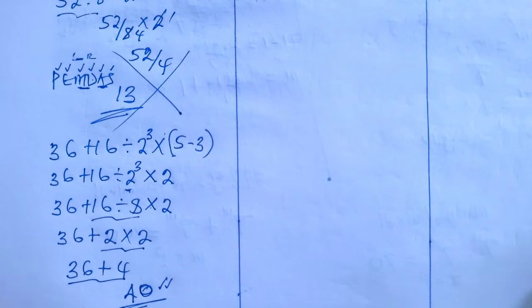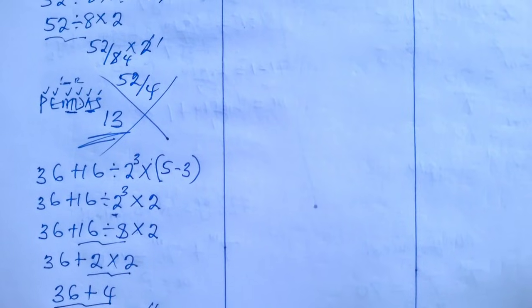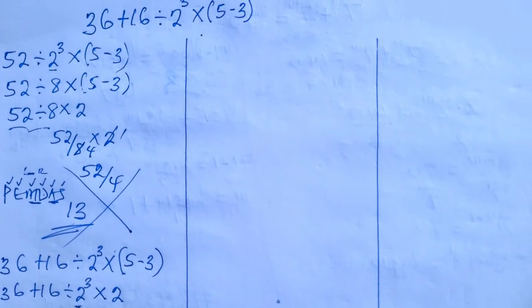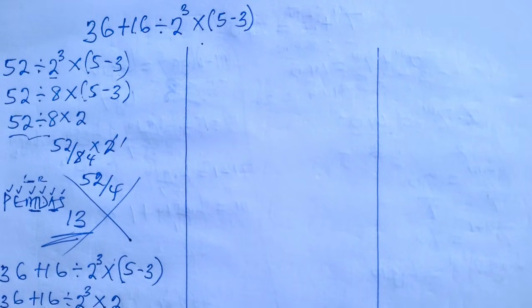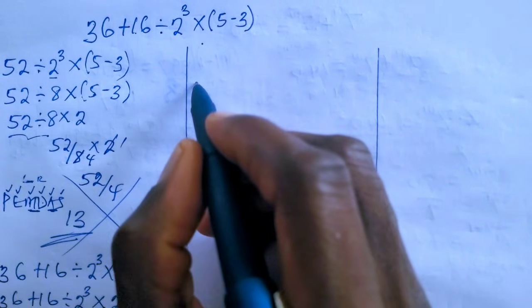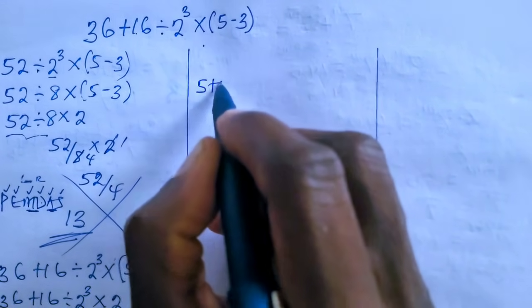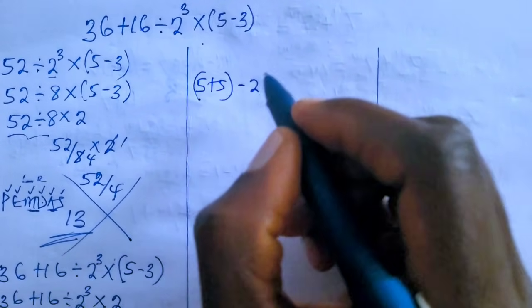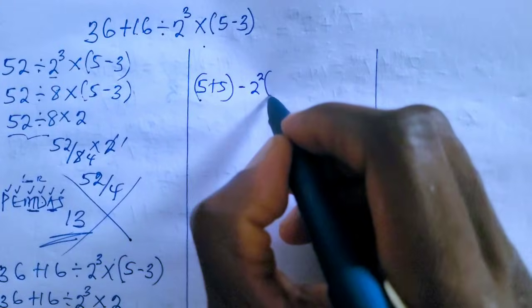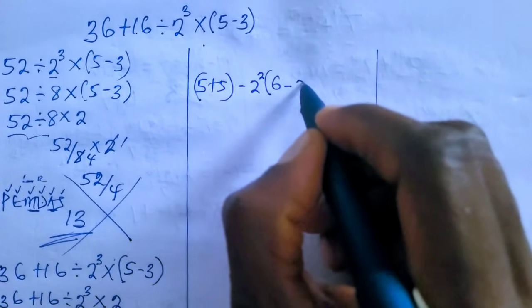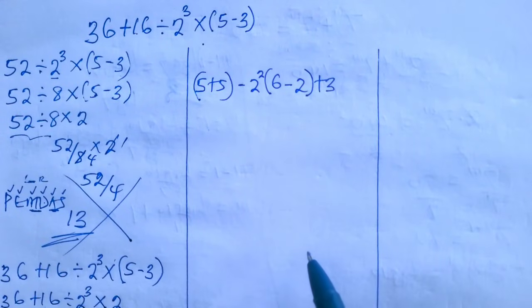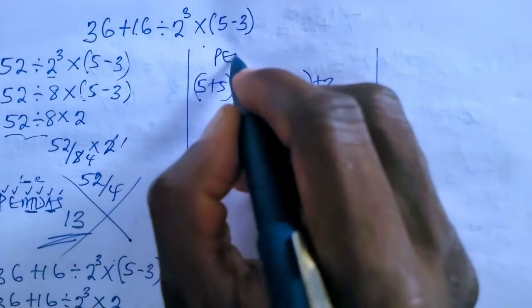Now, we are still going to consider other examples based on this. Now, let us have this. If you have 5 into (5 plus 5) minus 2 to the power of 2 into (6 minus 2) then plus 3. Now, what are you going to have here? Still following the order of operations, PEMDAS.